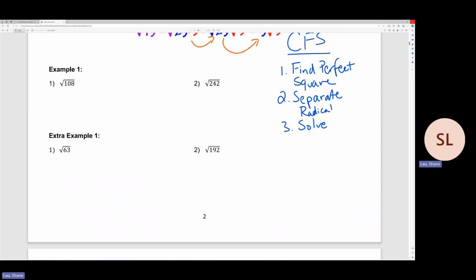And so for example one, in this case, what I have done with my classes is set up a t-chart like so. And we're going to list out the factors that we can think of for this number. So for instance, 1 and 108. That part's pretty simple. This is an even number, so it is divisible by 2, and that's going to be 54.